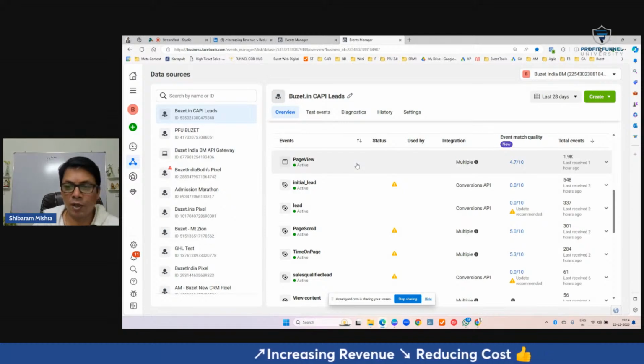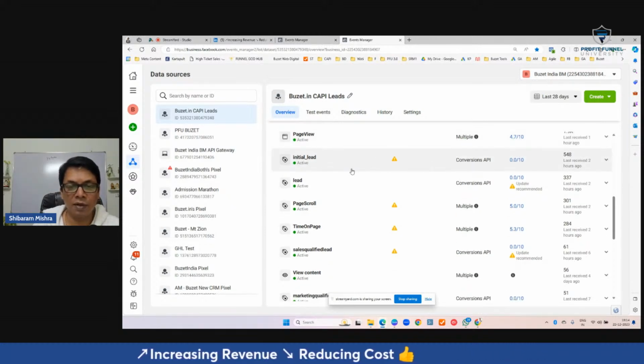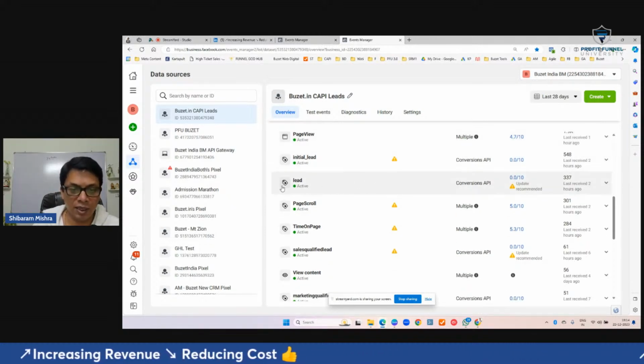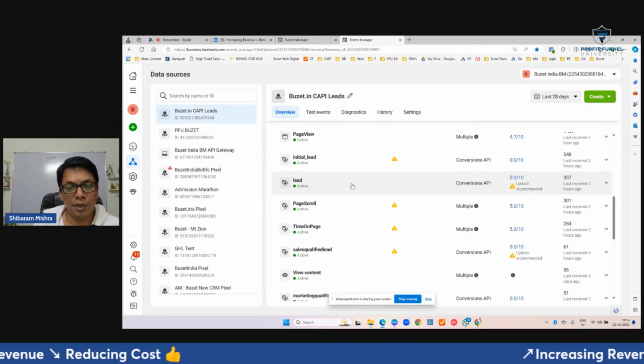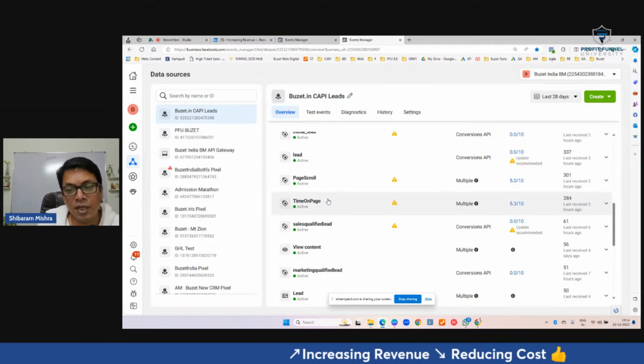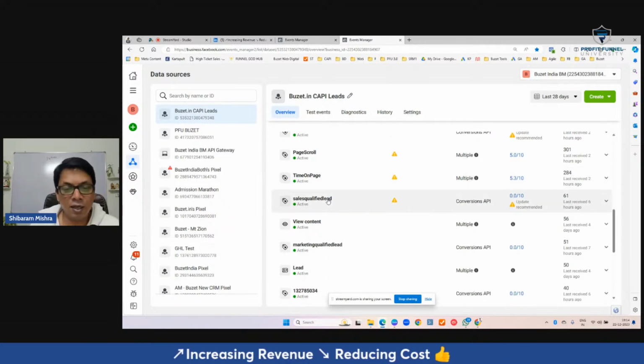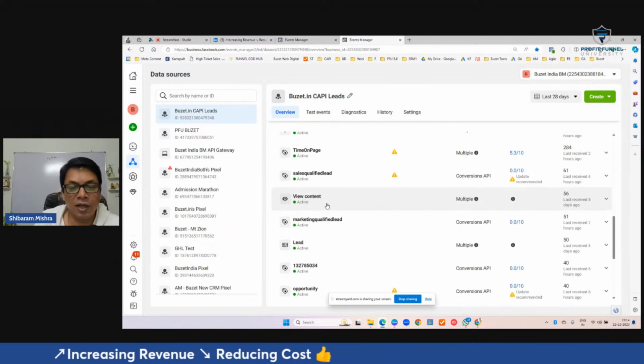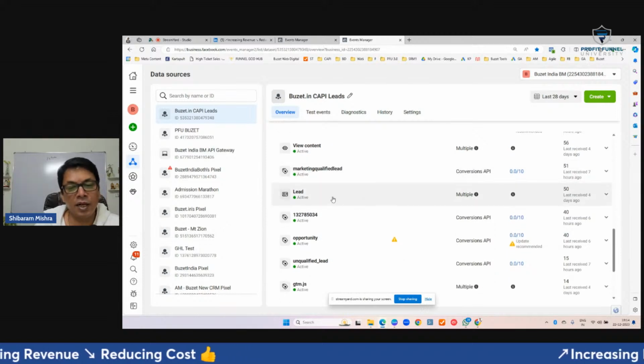Page view means people who are visiting your page. Initial lead: when a lead is directly connected, this lead is different, this lead is from my page. Page scroll shows how people are visiting my page and how much time they are staying on it. Then there are lead stages in the CRM: sales qualified leads, view content, marketing qualified lead.